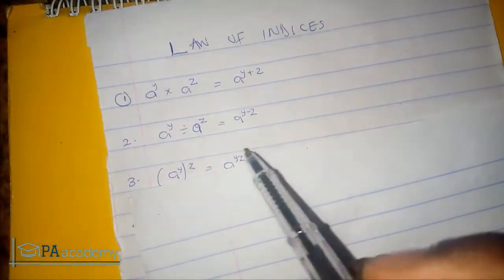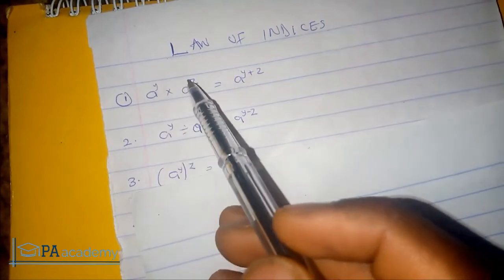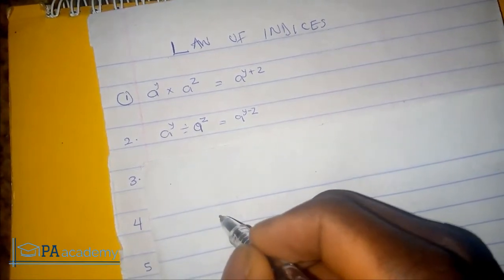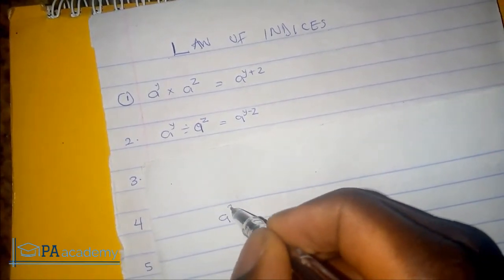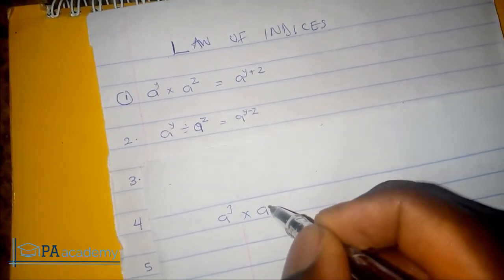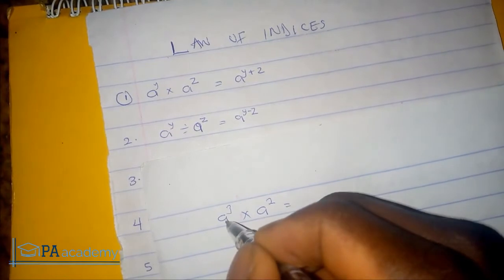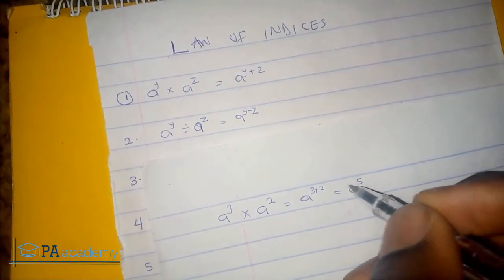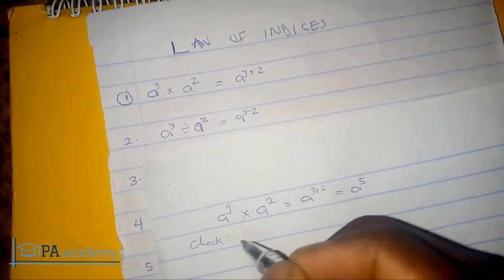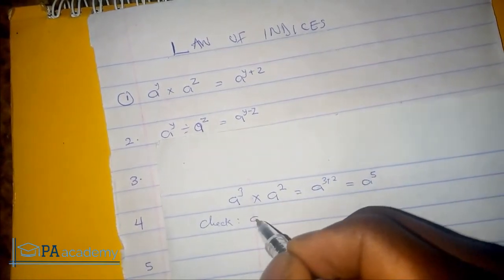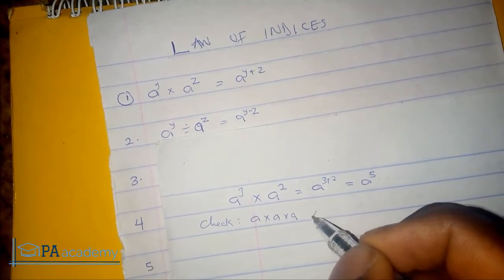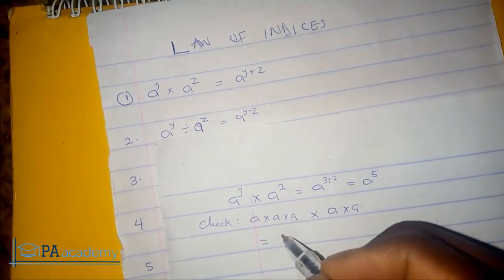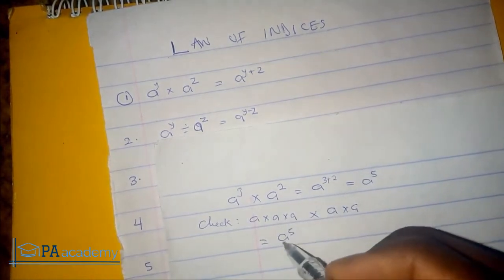So what it means is that if this a is the same number and the powers are different, we can add up the powers. Let's look at it using this example. Let's say we have a raised to power 3 times a raised to power 2. Since we have a and a, you can say a raised to power 3 plus 2, that is equal to a raised to power 5. So let us check. a raised to power 3 is a times a times a, then times a raised to power 2, which is a times a. So that is a raised to power 5: 1, 2, 3, 4, 5.